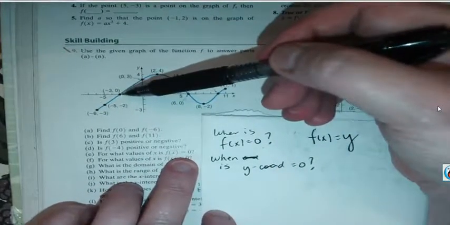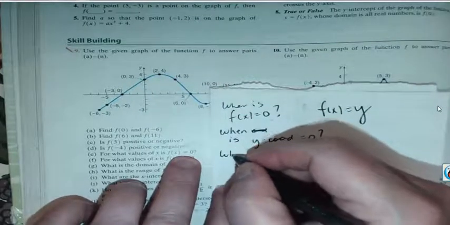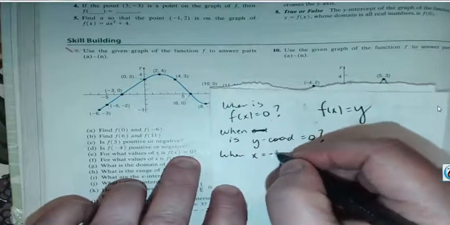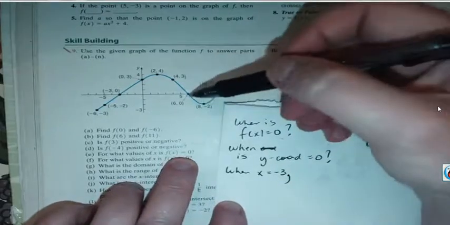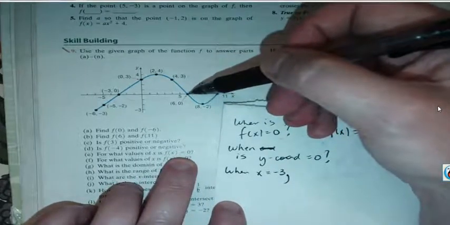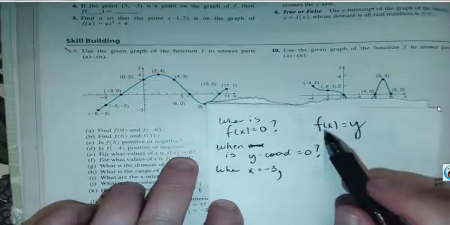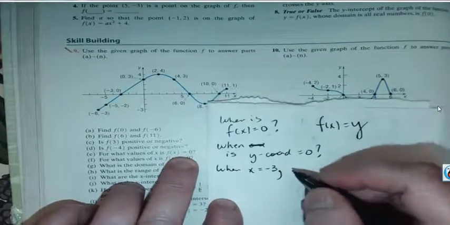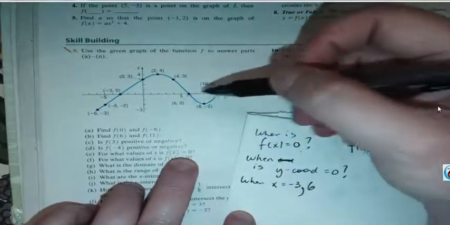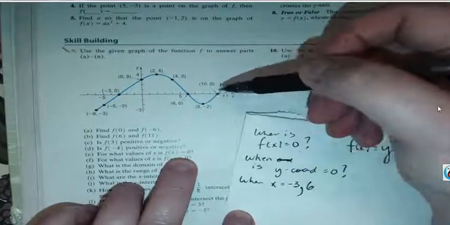So for what values of x is f of x equal to 0? Well, when x is equal to negative 3. Anywhere else? Yeah. When x is equal to 6, the y-coordinate is 0. So that's the same thing as f of x being 0. And anywhere else? Yes. When x is equal to 10.